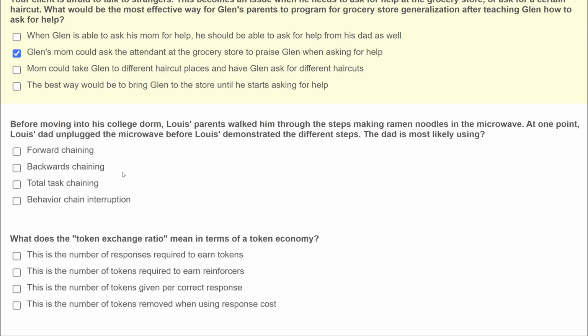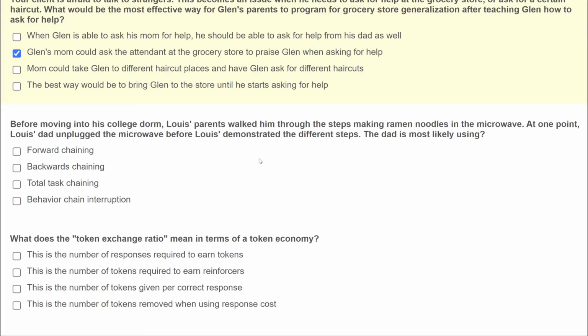By unplugging the microwave before Lewis can go make ramen noodles, it changes what Lewis has to do to meet the response requirements. He now has to deal with the unplugged microwave. Instead of just putting ramen in the bowl, putting water in the bowl, putting the ramen in the microwave and heating it up, he now has to add or change his behavior to deal with the unplugged microwave, which is why we use behavior chain interruption.